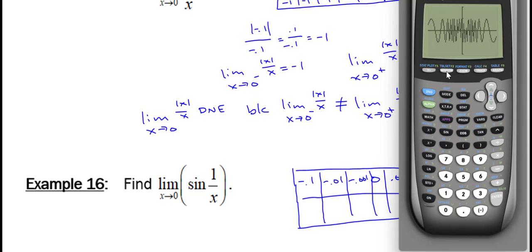Well, I haven't done this yet. Let's change the window even more. Let's go 0.01. Let's see what happens. Minimum would be negative 0.01 actually. Negative 0.01. I hope it zigzags a whole bunch.